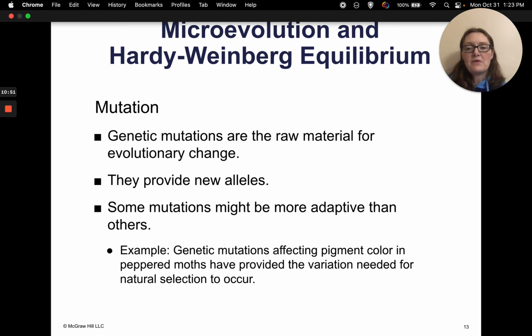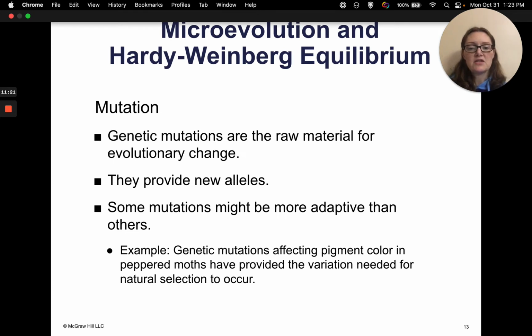So looking at mutations available, genetic mutations are the raw material for evolutionary change. They provide new alleles. Now remember, thinking back to mitosis and meiosis, we have the ability to cross over during prophase 1 of meiosis. We also have mutations that can take place in many parts of mitosis, such as insertions and deletions, and those kinds of things. They can provide new alleles.